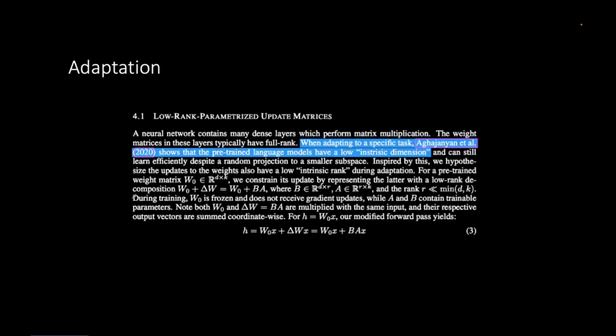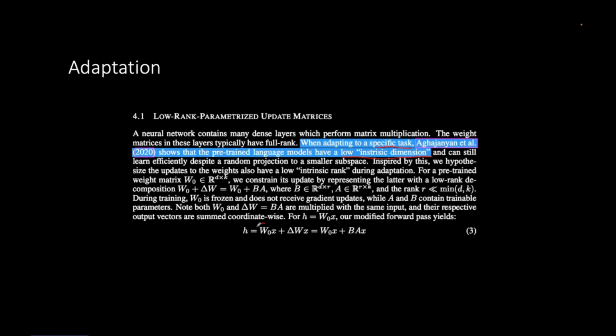One of the core concepts that this is building on is that when you are adapting to a specific task, it's been shown that the pre-trained models have a low intrinsic dimension. So this means that if you're fine-tuning a model to a specific task, then you're not changing all the weights in the weight matrices. You're changing only a subset of them. And here they give an example.